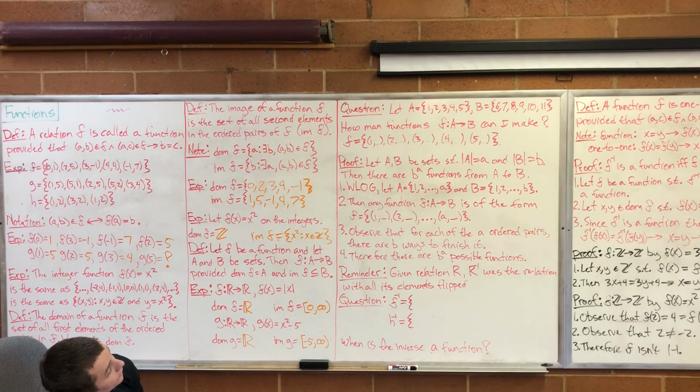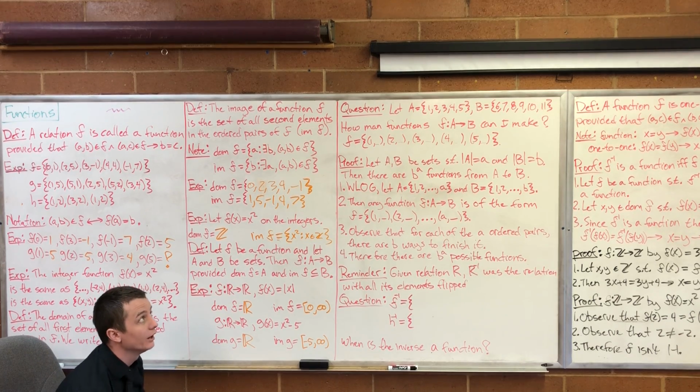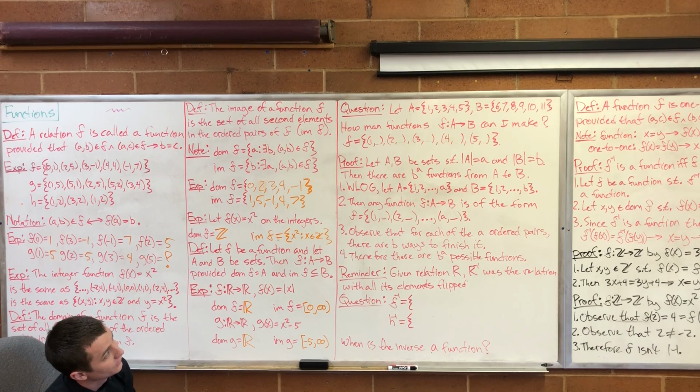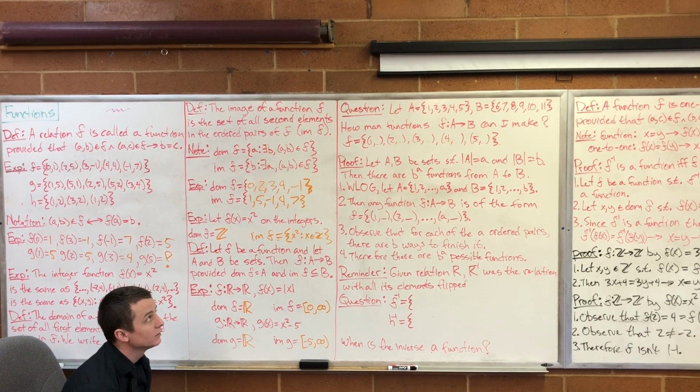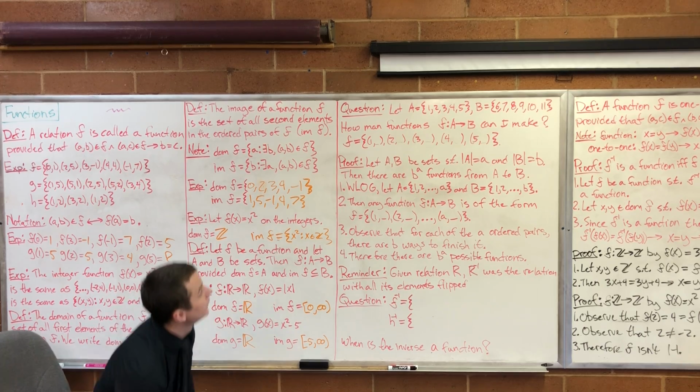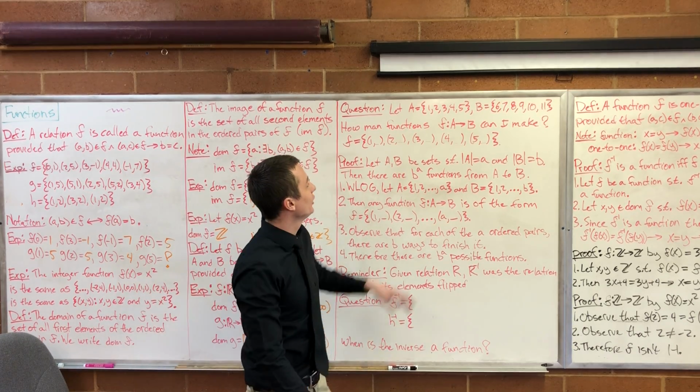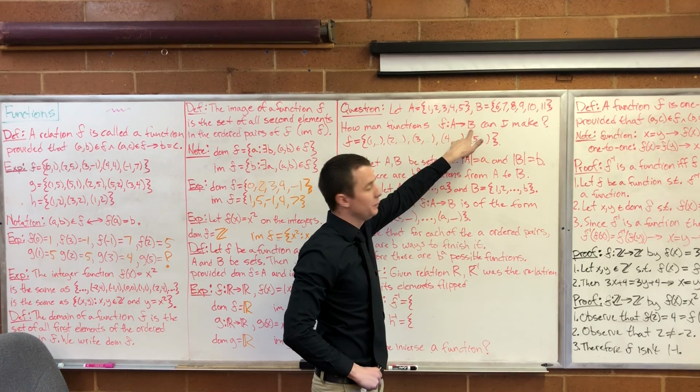Okay. Next question. Let A equal the set 1, 2, 3, 4, 5. Let B equal the set 6, 7, 8, 9, 10, 11. How many functions can we make from A to B? Is it 6 to the power of 5? How on earth is she coming up with that? I'm just smart.